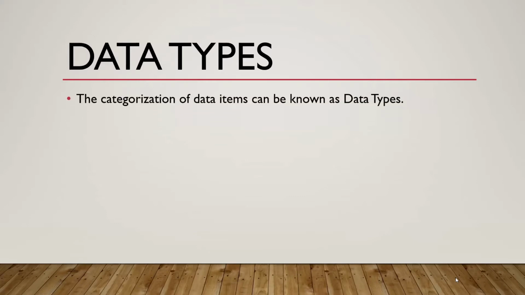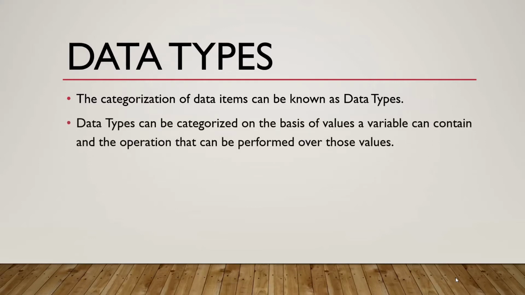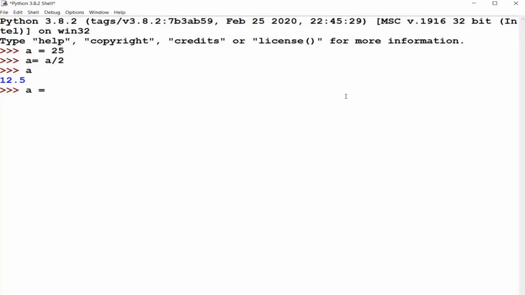Categorization can be on the basis of the value a variable can contain and the operations that can be applied over those values. For example, a string variable cannot perform a division operation, due to which the string data type does not allow the division operator to be performed on variables which are of string data type.